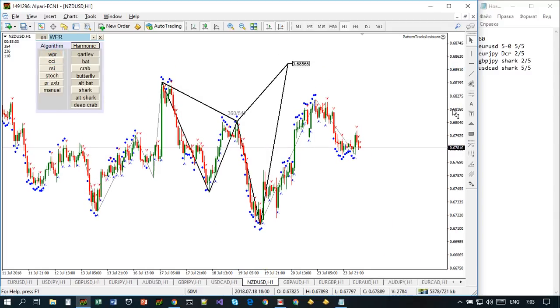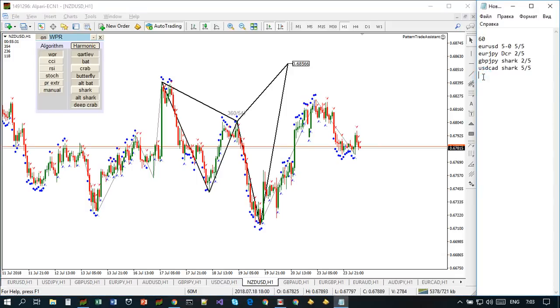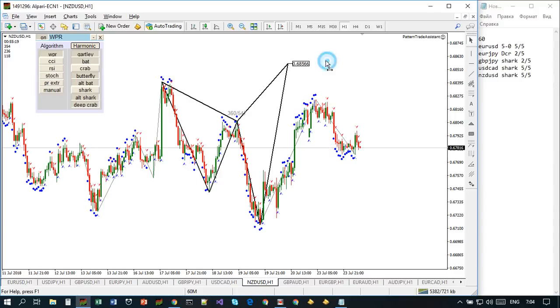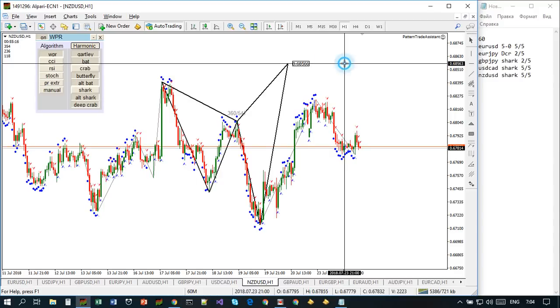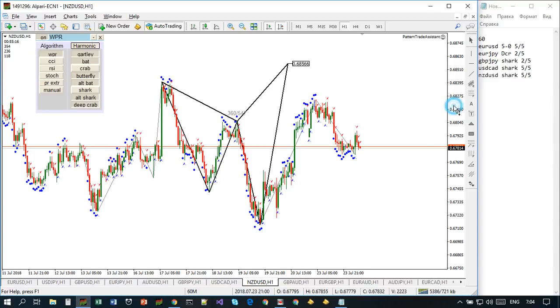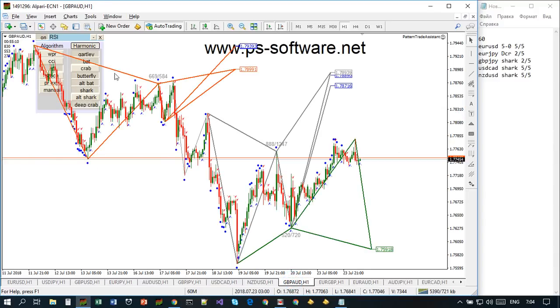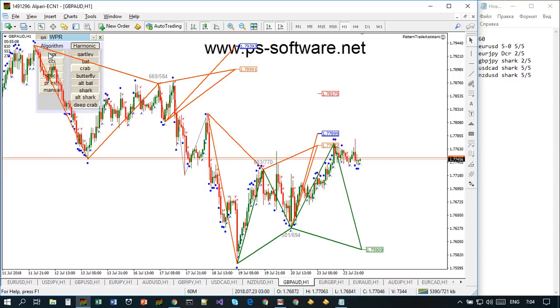This shark is very far from completion, but it is also 5 of 5, and it is New Zealand dollar and the USD. Shark 5 of 5. I don't know if it will go here to complete that at 68.56, but if it goes there, then we will have a very decent opportunity to short New Zealand dollar. Pound Aussie. So what do we have?